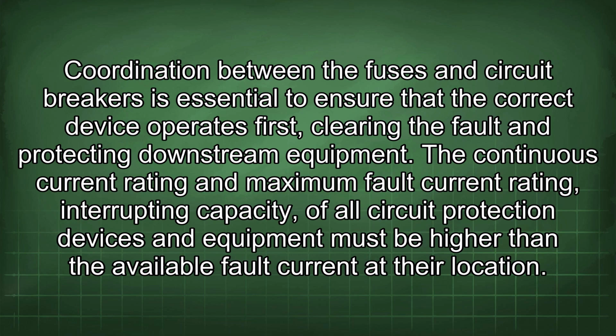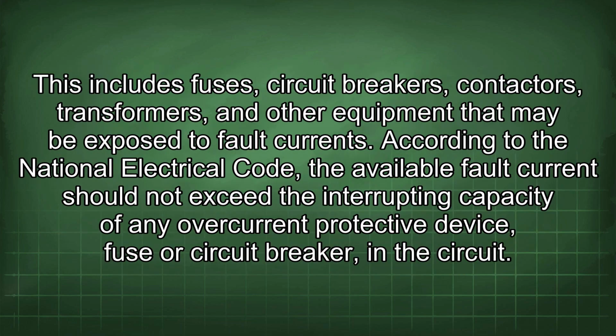and protecting downstream equipment. The continuous current rating and maximum fault current rating, interrupting capacity of all circuit protection devices and equipment must be higher than the available fault current at their location. This includes fuses, circuit breakers, contactors, transformers, and other equipment that may be exposed to fault current.